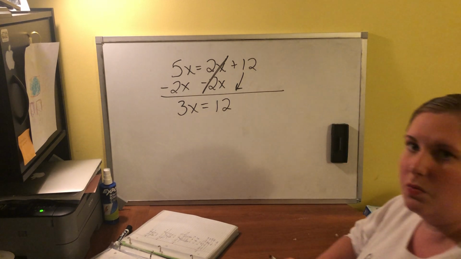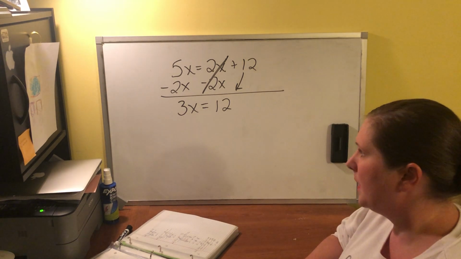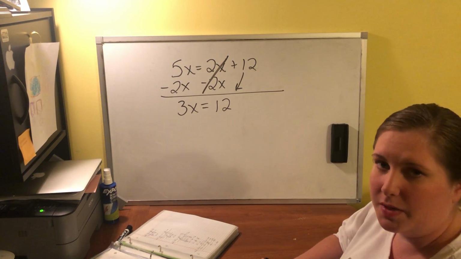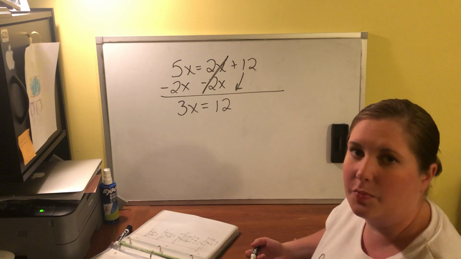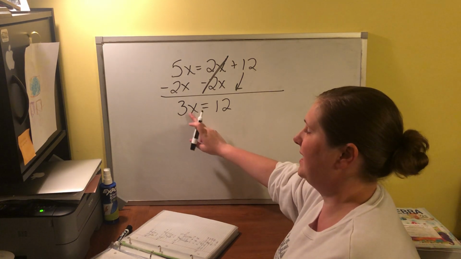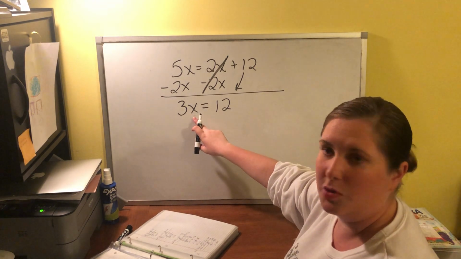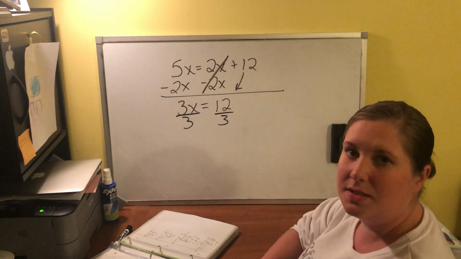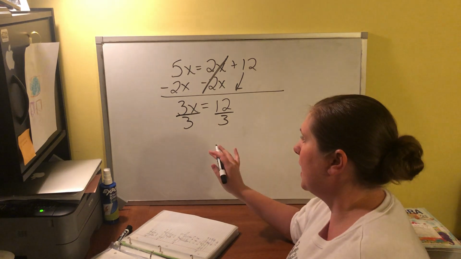Now, before, we just used the multiplication property. It's a whole number, so it's easier to use the division property. So once again, you're using the opposite operation. This is 3 times x. Well, the opposite of multiplication is division. So you can divide both sides by 3.